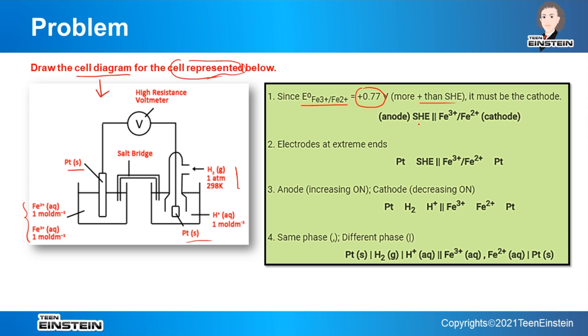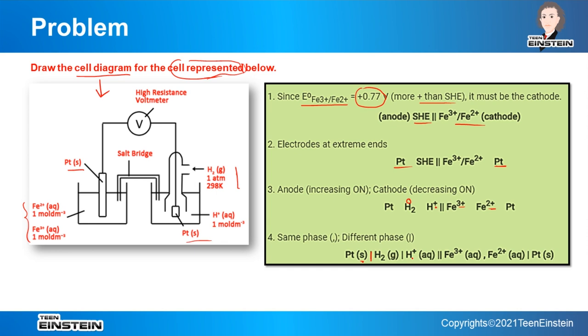So first write SHE on the left-hand side and the Fe3+/Fe2+ system on the cathode side, that is the right-hand side. Now we will write the electrodes. On both sides it is a platinum electrode. Then anode means increasing oxidation state, so here the oxidation state is 0, and here it is plus. In the cathode, Fe3+ is the starting material, it is accepting electron and is converted to 2+. Finally we have to write the vertical sign. This is solid, this is gas, this is H+.